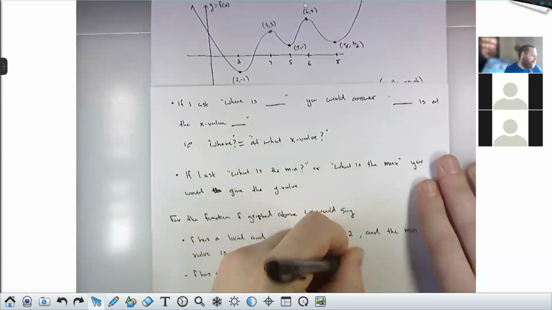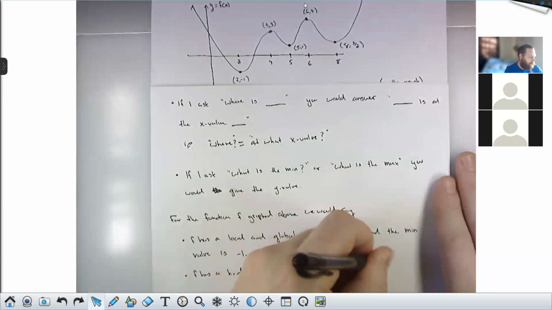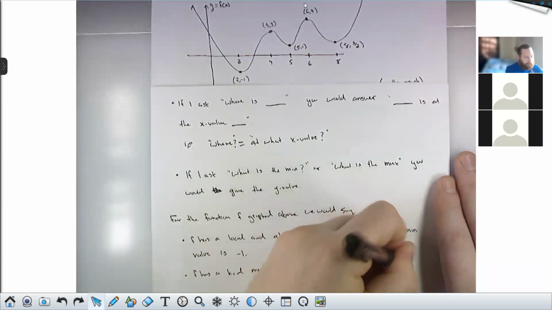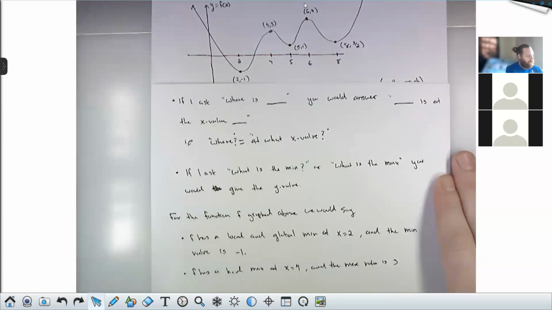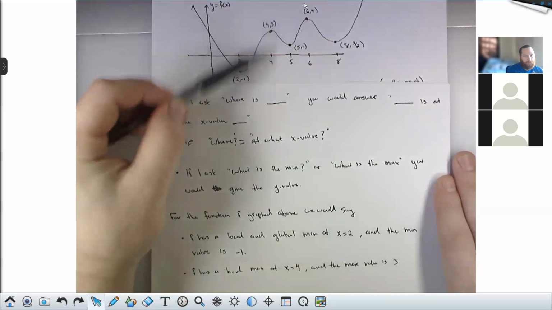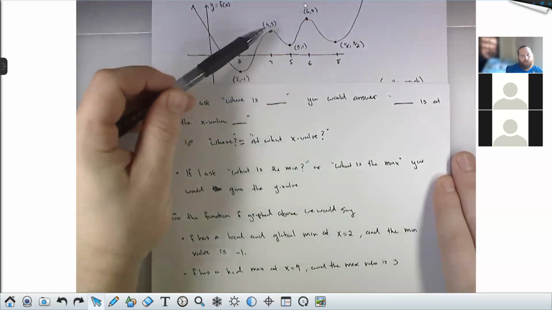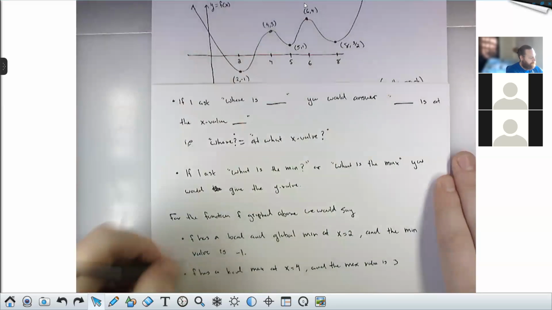The max value is 3. Right, that's this point. So when x is equal to 4, there is a local max. The max value there is the output 3.